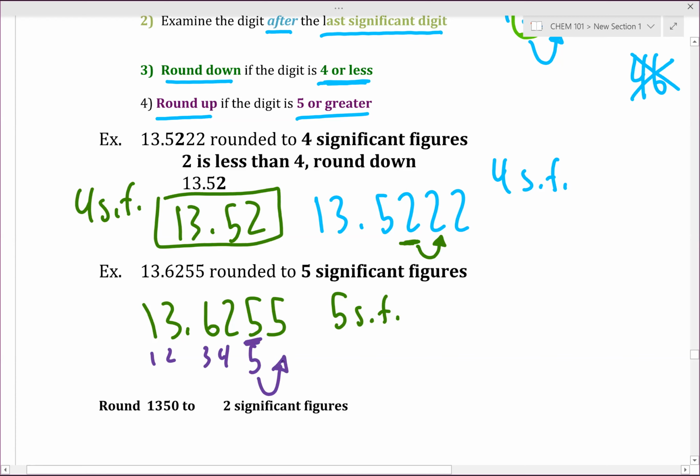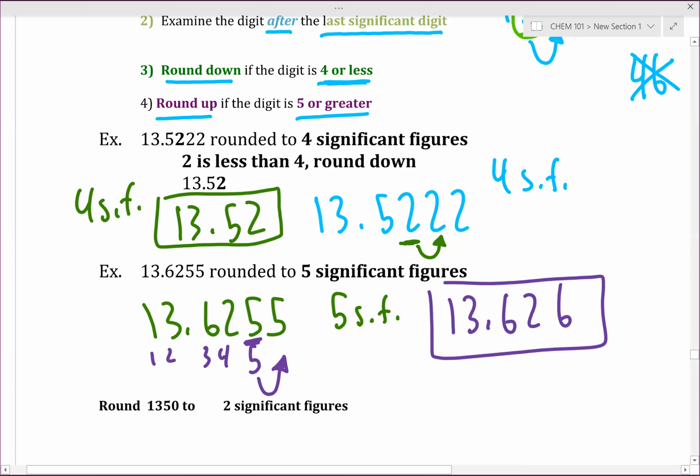We look to the right, one space. So is 5 greater than or equal to 5? It's equal to 5. So do we round up or down? Up. 5 or greater, you round up. So this would be 13.626. And as we notice, this final number has a total of 5 sig figs as requested from our rounding operation. Does that make sense?